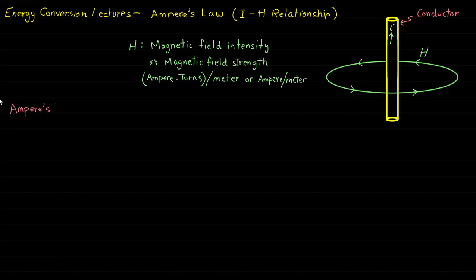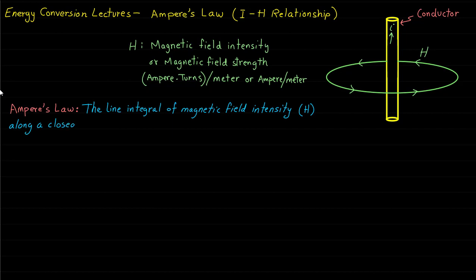Ampere's law states that the line integral of magnetic field intensity H along a closed path equals the total enclosed current. The formula of Ampere's law is the closed path integral of H dl equals the sum of the current enclosed by the closed path.